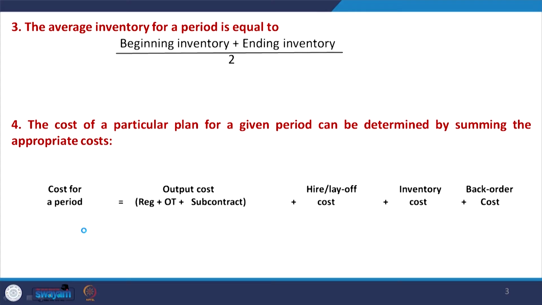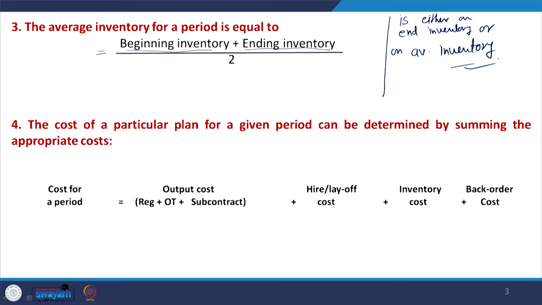So, average inventory is simply the average of inventory available at the start of the period and inventory at the end of the period, divided by 2. So, the inventory holding cost, the carrying cost, is calculated either on end inventory or on average inventory.